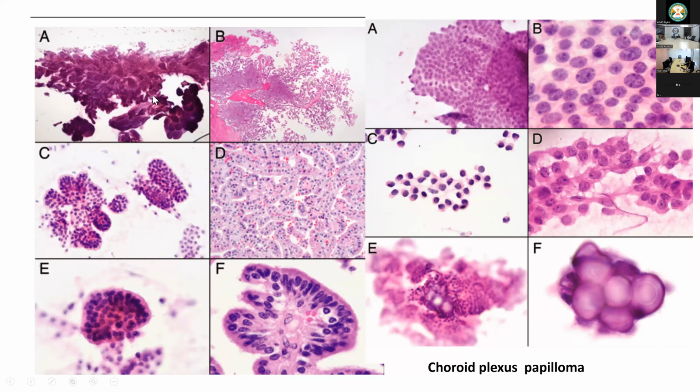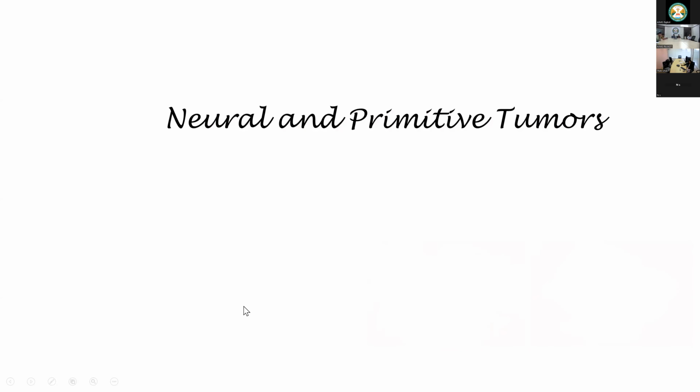We can see these papilloid fragments, with fragments coming out of the main papilloid fragment. This can be confused with the normal choroid plexus, but the clue to the diagnosis would be nuclear overcrowding and mild nuclear enlargement. Apart from that, we can see calcifications also. Now coming to the neuronal and primitive tumors.